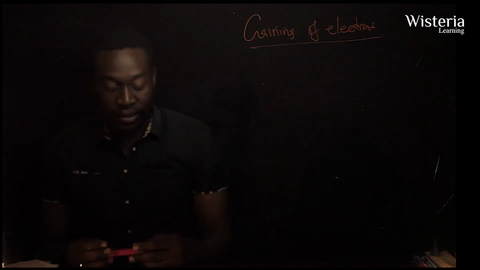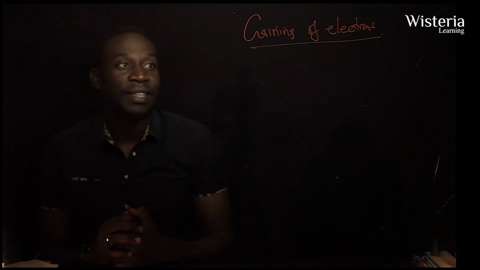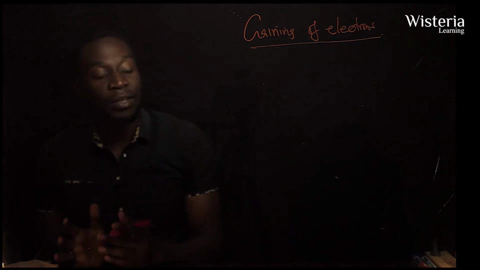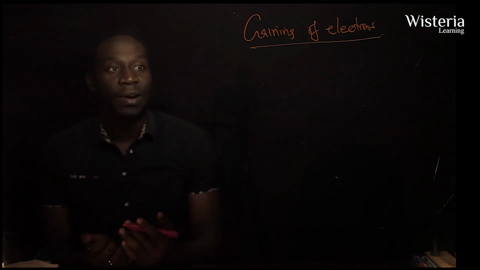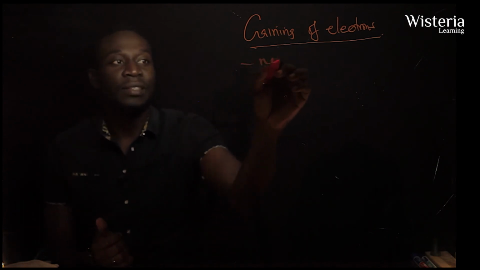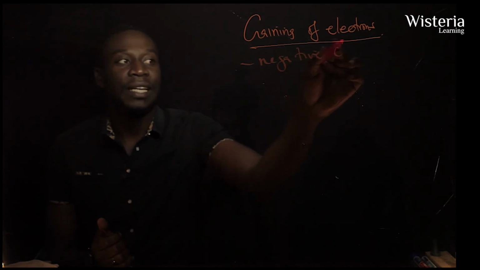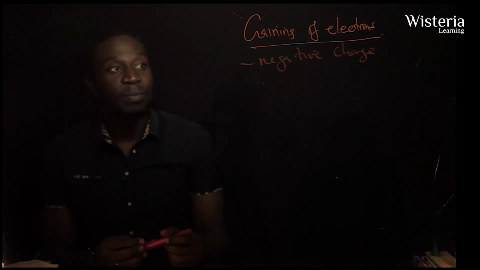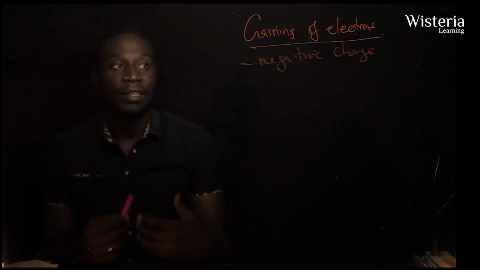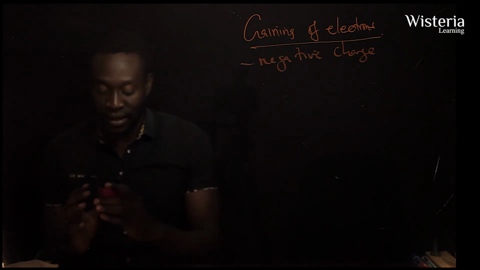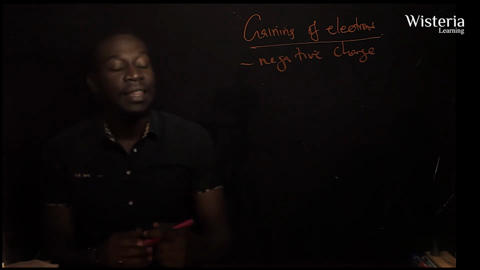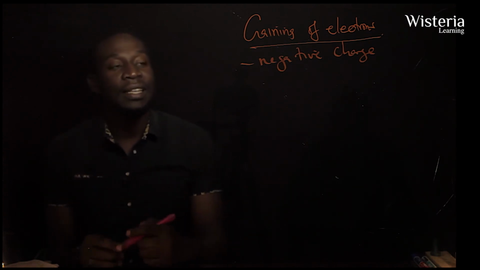Okay, so after looking at the losing of electrons, let's look now at the gaining of electrons. Gaining of electrons, we have said, is only for atoms of non-metals. When they gain electrons, they're going to acquire a negative charge. The size of the charge depends on the number of electrons they will gain. These electrons they are gaining are coming from metals. We said atoms of metals lose electrons, then atoms of non-metals gain electrons.